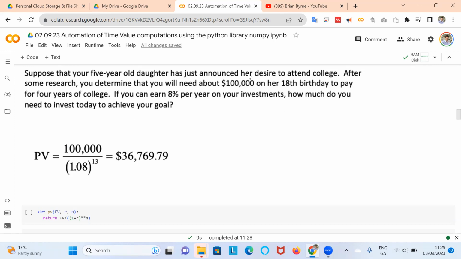Suppose your 5-year-old daughter has just announced her desire to attend college. After some research, you determined that you need about $100,000 on her 18th birthday to pay for 4 years of college. If you earn 8% per annum on your investment, how much do you need to invest today to achieve your goal? So we want to know how much of a lump sum we need to invest today. So over a period of 13 years, that figure would accumulate to 100,000. So we want to set up a nest egg of 100,000 for 13 years. And we're trying to decipher how much money is required today that we need to invest so that it accumulates at the 8% rate over the 13-year term to $100,000.